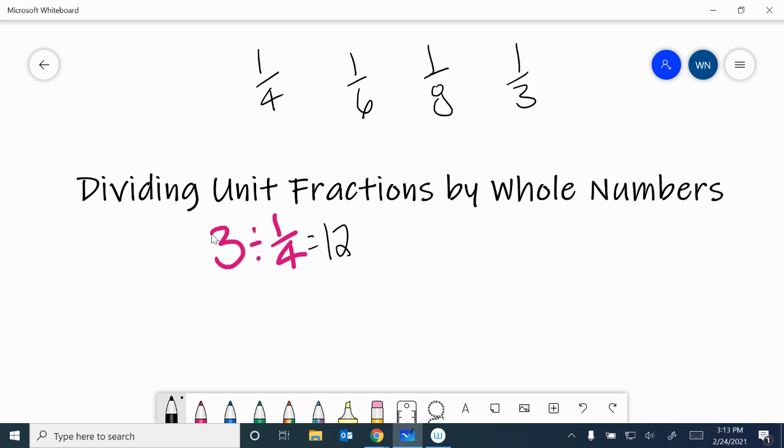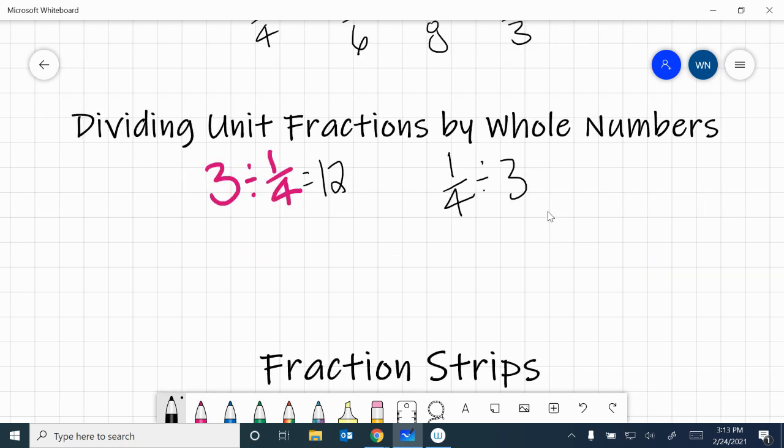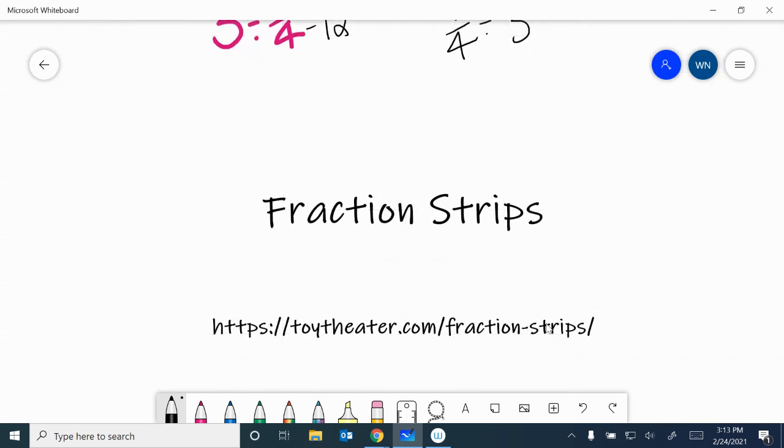But today we're going to say 1/4 divided by 3. So we're going to see what fraction we get if we divide a fraction into more parts. So we're going to do it similarly to yesterday. We're going to use our fraction strips, and we're going to use the number lines that we talked about yesterday.